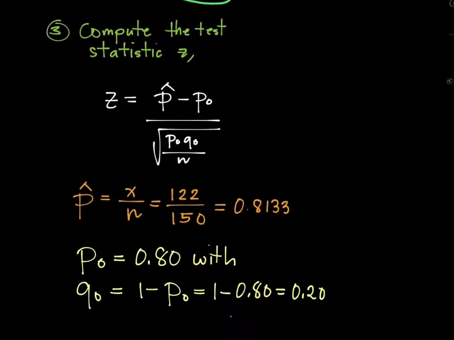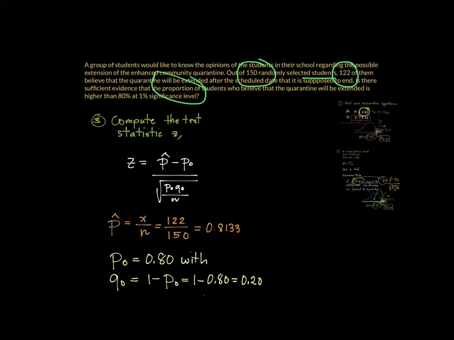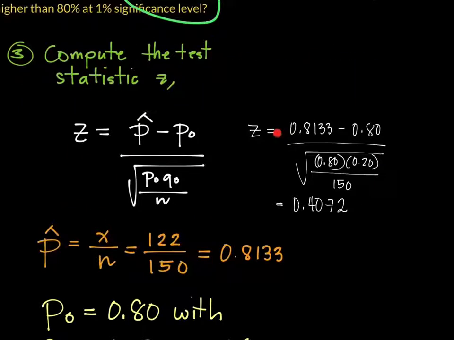So here we have p sub 0 is 0.80, and if p sub 0 is 0.80, then q sub 0 is 1 minus p sub 0, which is 1 minus 0.80 equals 0.20. So if we supply this formula with the corresponding values, we have p hat, which is 0.8133, minus p sub 0, 0.80, divided by the square root of p sub 0, which is 0.80, times q sub 0, 0.20, over the sample size n, 150.